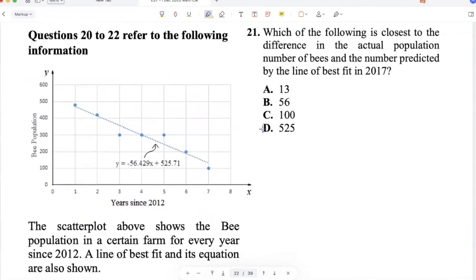Which of the following is closest to the difference in the actual population of the number of bees and the number predicted by the line of best fit in 2017? Okay, so year 0 is 2012. So year 5 is 2017. So this would be 250 and 300. So about 50. So 56.